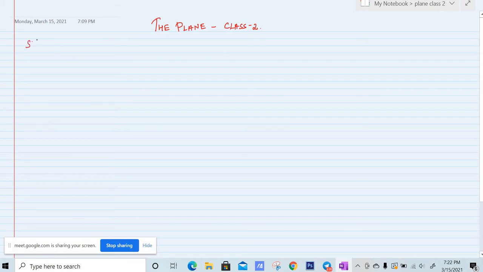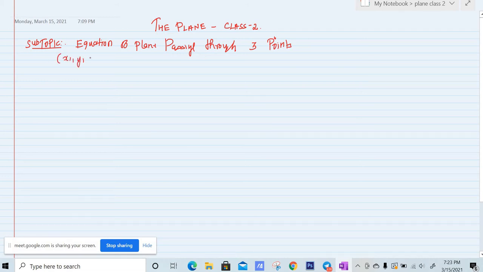So subtopic 3, equation of plane passing through 3 points. We have already seen the equation of plane passing through a point, that is a into (x minus x1) plus b into (y minus y1) plus c into (z minus z1) is equal to 0. Now we are going to find the equation of plane passing through 3 points.